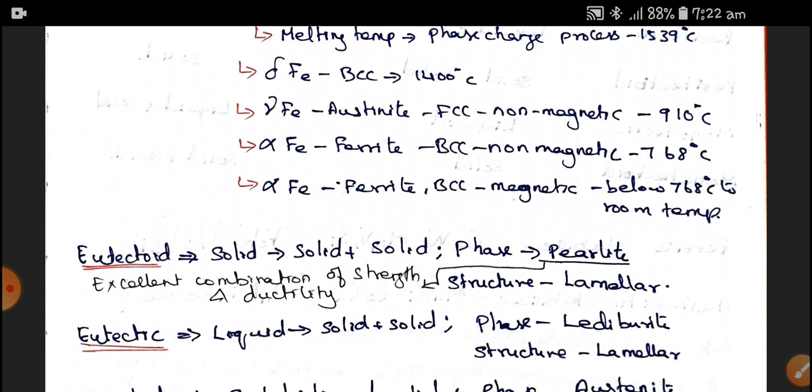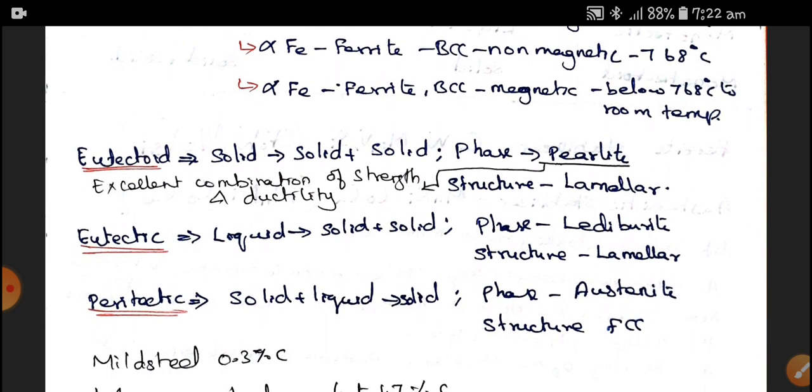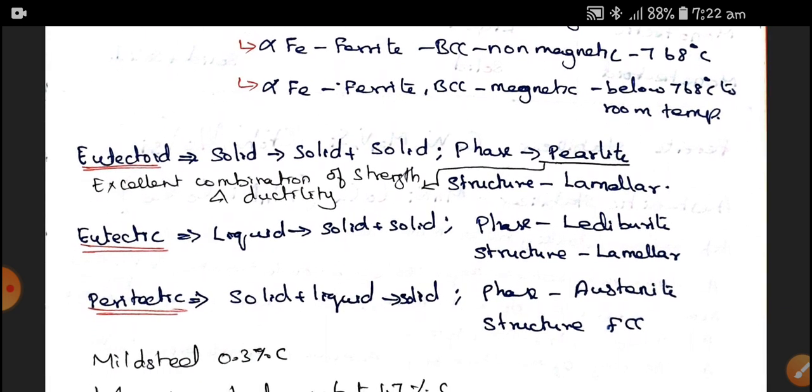Next, we are going to give a glimpse into the crystal structures: eutectoid, eutectic, and peritectic. All three structures we are going to discuss here. Eutectoid: the single solid solution is converted into two solid solutions. Here, we get an excellent combination of strength and ductility at the phase of pearlite, and the structure is a lamellar structure.